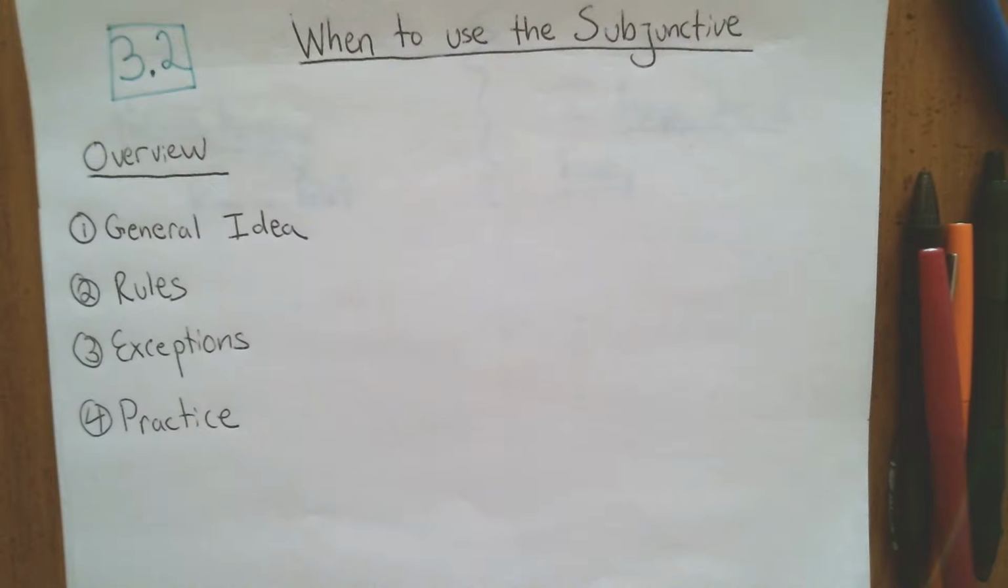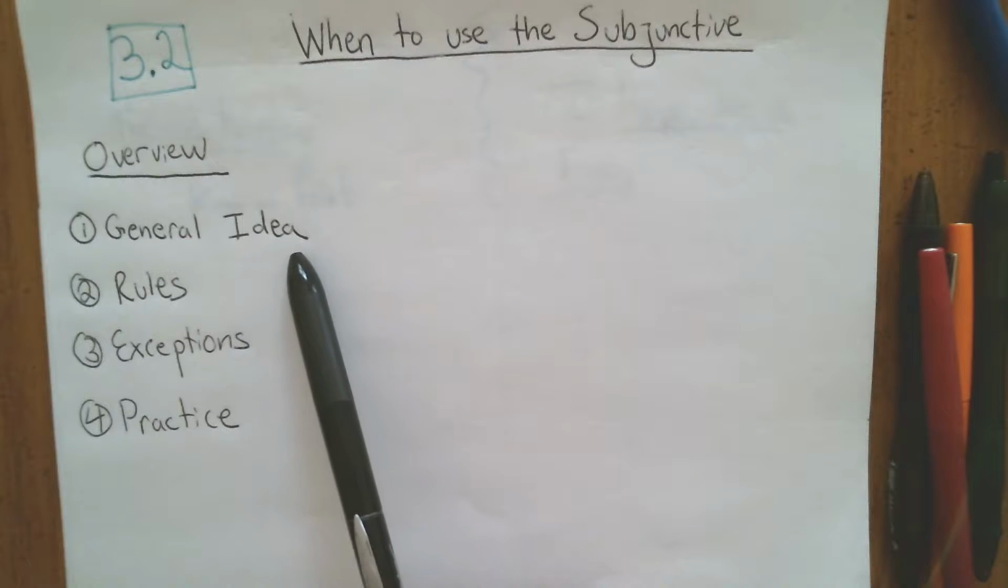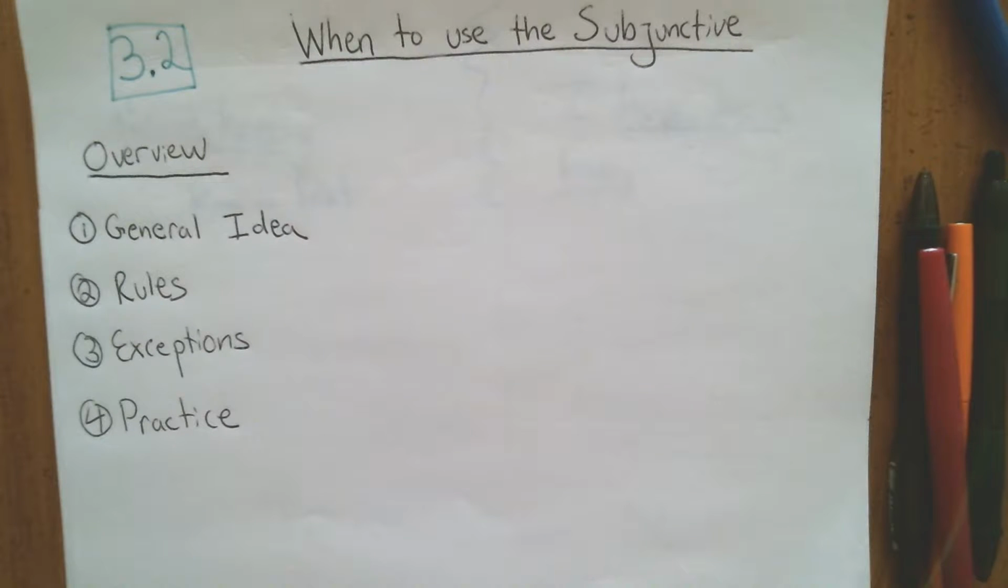So in this video, we're going to talk about the general idea of just what the subjunctive is trying to convey. Then we're going to go over the rules of just when you use subjunctive, what kinds of situations come up where you have to use it, and then the exceptions to the rule. And then finally, I'm going to go over some practice questions with you, helping you be able to identify when you should use the regular verb tenses and when you should use the subjunctive.